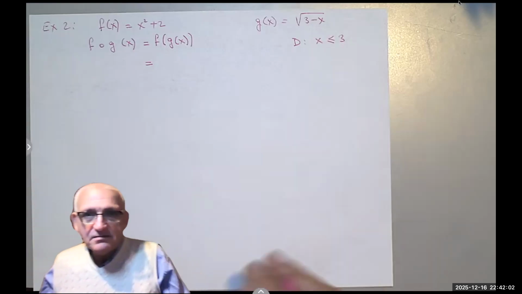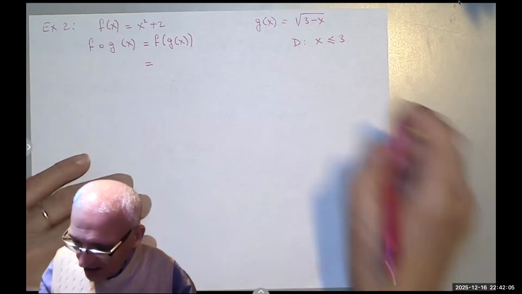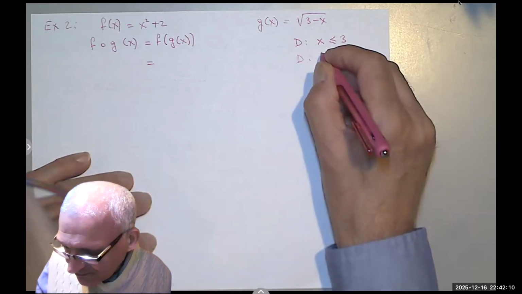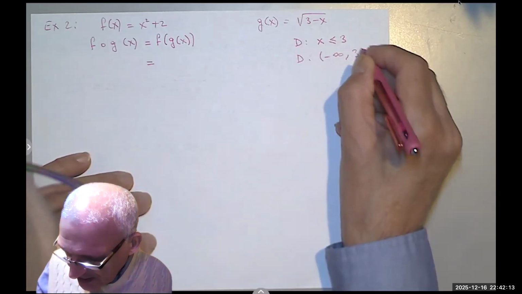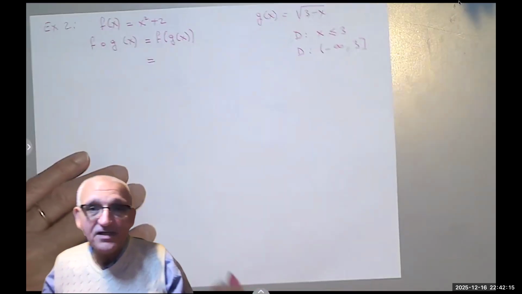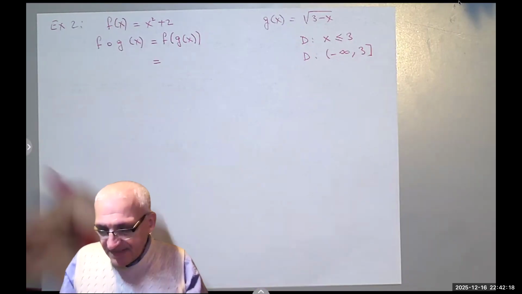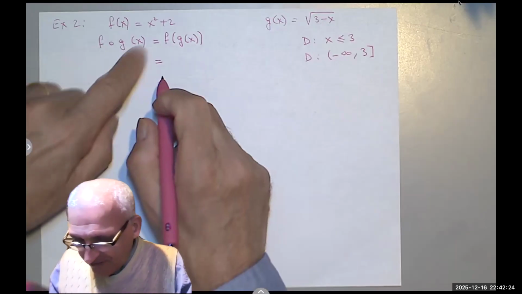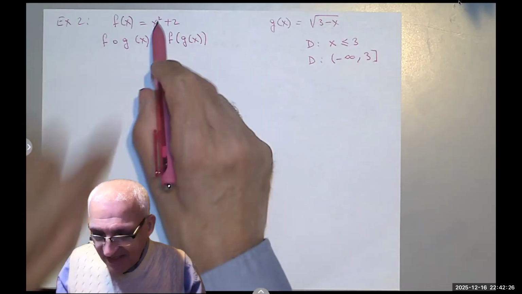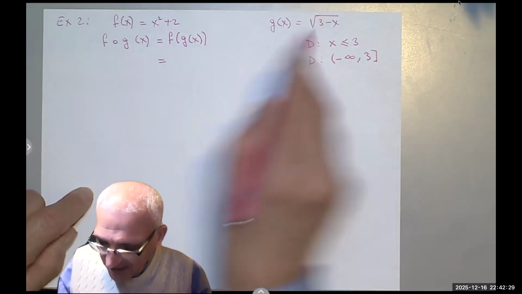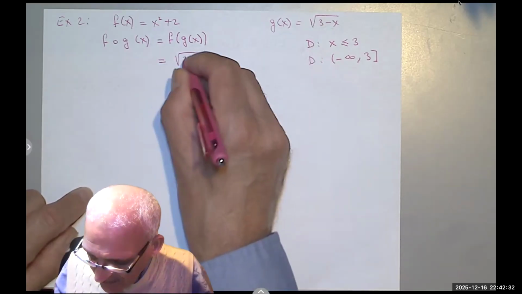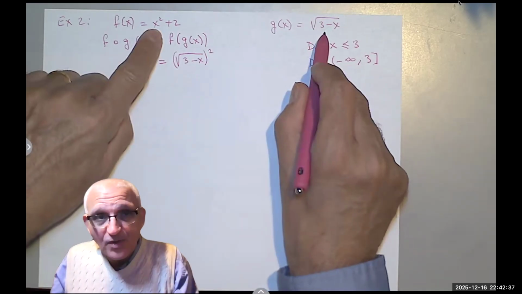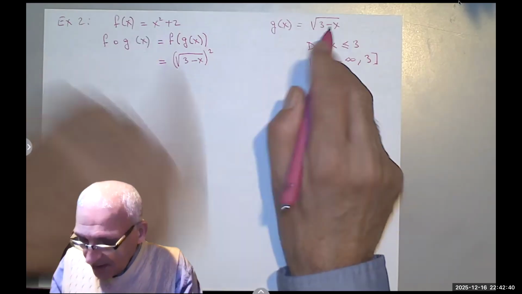Notice it can be 3, because root of 0 is 0. Or if you want to write it, you can say the domain is negative infinity up to 3, and I use a bracket here because the 3 can have the value of 3. Then I construct the composite function f of g of x. So it equals, I have an x. So what do I do instead? I write square root of 3 minus x. And then I square it because it's x squared plus 2.